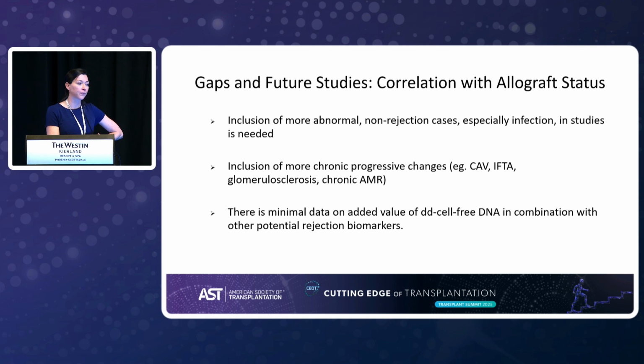So what we would like to see going forward to establish clinical validity is inclusion of more non-rejection cases that are abnormal, especially infection, so we can understand if this is really just a non-specific biomarker of tissue injury, like creatinine or BNP, or if it can tell you a little bit more than those indicators. We also want to see more chronic progressive cases like CAV, vasculopathy, IFTA, and chronic AMR. And as of now, there is very minimal data on whether donor-derived cell-free DNA has any added value in the context of other biomarkers like DSA.